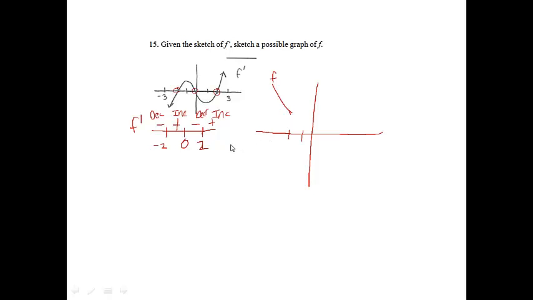And then I know that I need to increase until I get to x equals 0, so I'm going to increase right there. And then I need to decrease till I get to 2. And then after 2, I need to increase once again. So that would be a possible sketch of what f looks like.